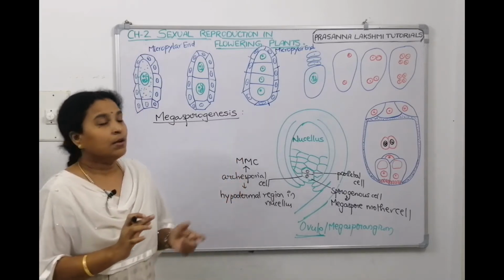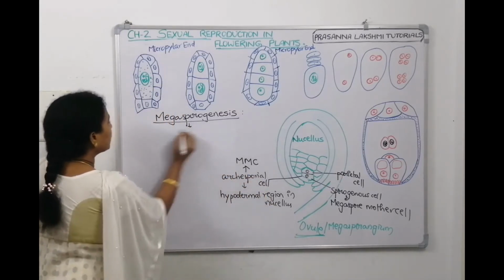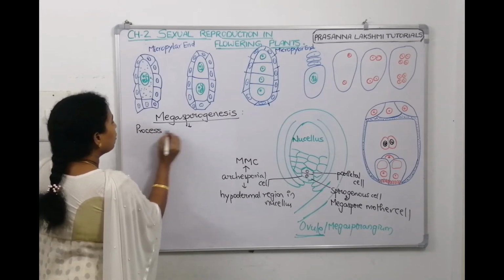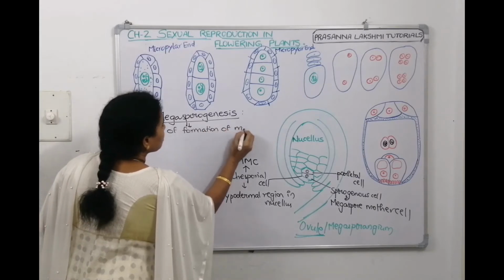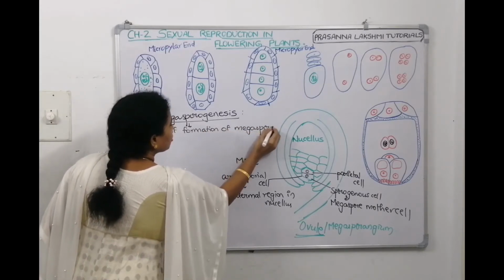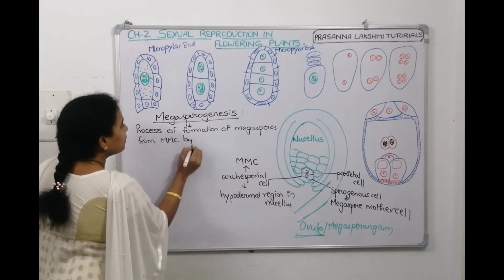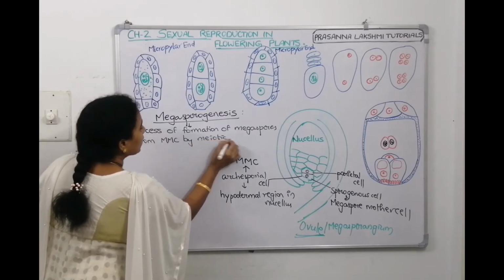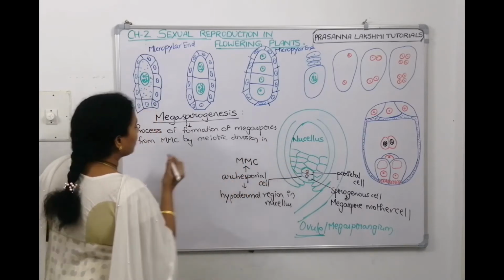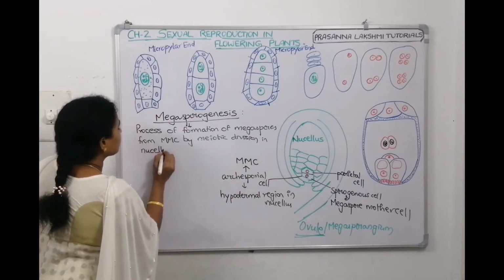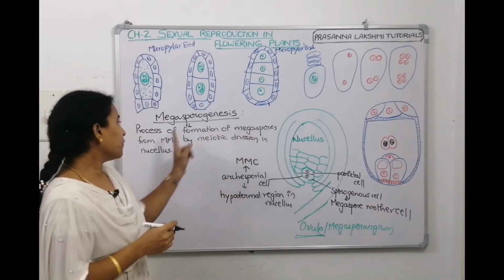Now, did you understand? We are talking about megasporogenesis. What is megasporogenesis? It is the process of formation of megaspores from megaspore mother cell by meiotic division, inside the ovule, in the nucellus. That is called megasporogenesis. So, the process of formation of megaspore from megaspore mother cell.